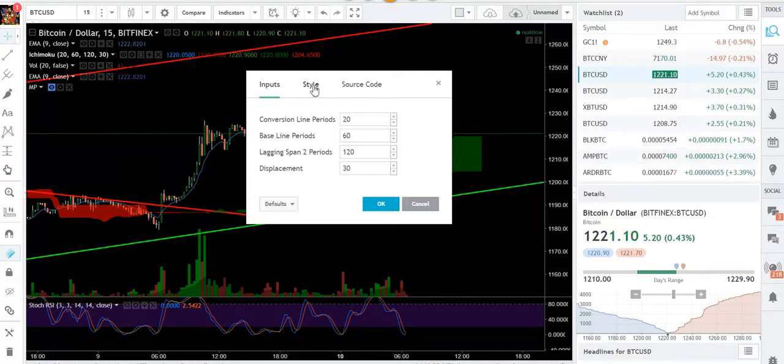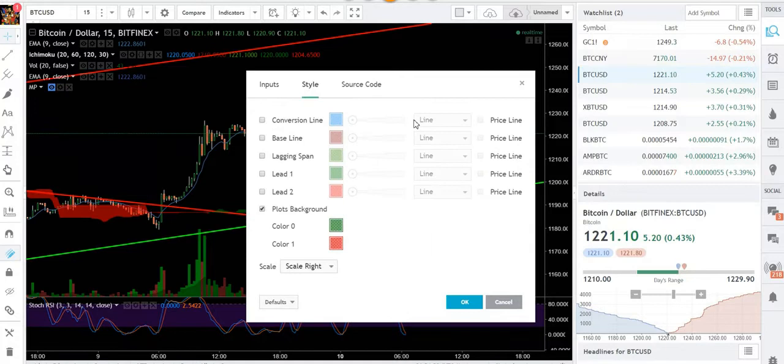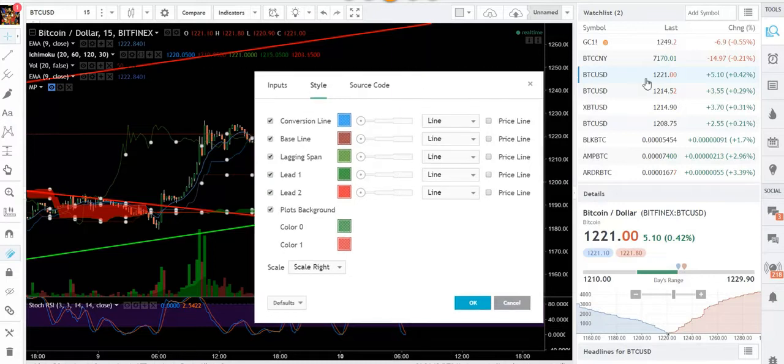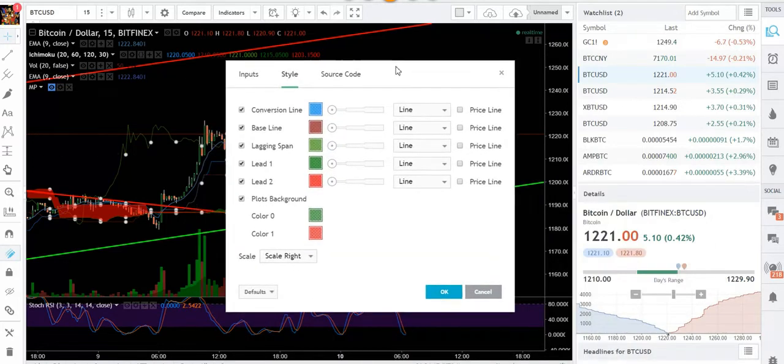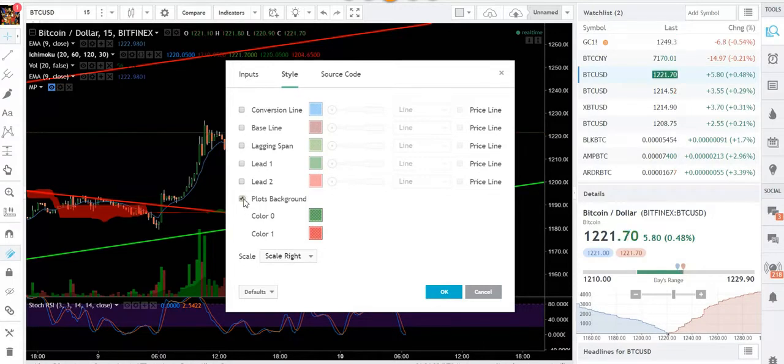Then the next would be the style here. There's a lot of other things that come with the Ichimoku: the conversion line, the baseline, the lagging span, first and second lead, and you can see how these look when they're on the chart. It's a lot. I get rid of all of them, and I only use the plots for the background. That's it for the style. I just have the plots on the background checked for the clouds themselves.